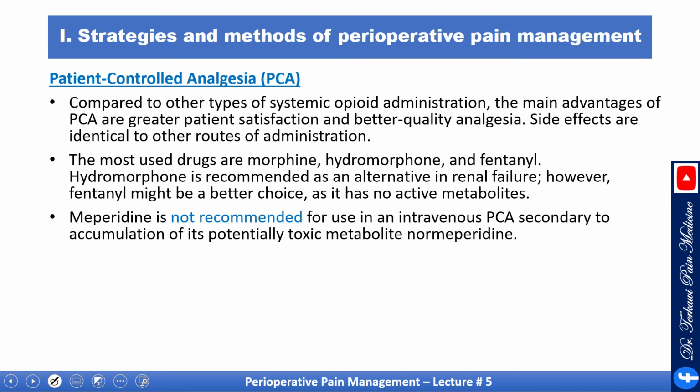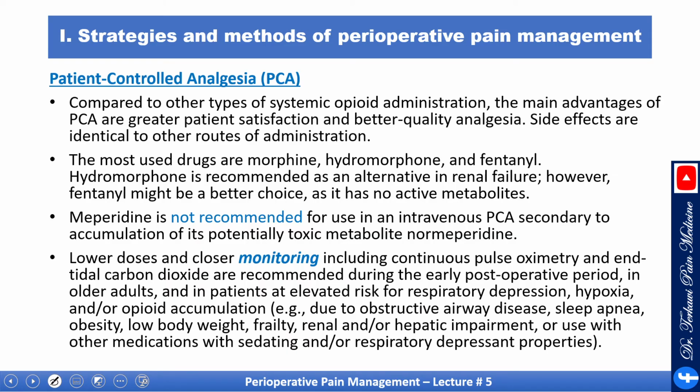Meperidine is not recommended for use in intravenous PCA secondary to accumulation of its potentially toxic metabolite normeperidine. Lower dose and closer monitoring, including continuous pulse oximetry and end-tidal carbon dioxide, are recommended during the early postoperative period in older patients and in patients with elevated risk of respiratory depression, hypoxia, and/or opioid accumulation, as we discussed also in the opioid lecture.